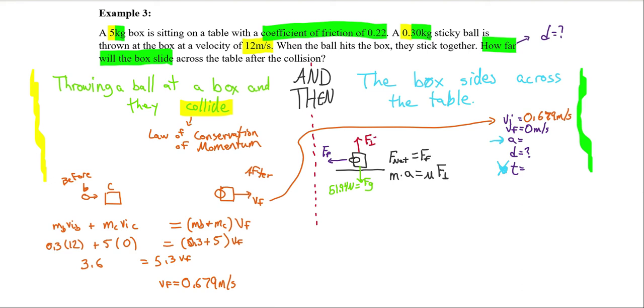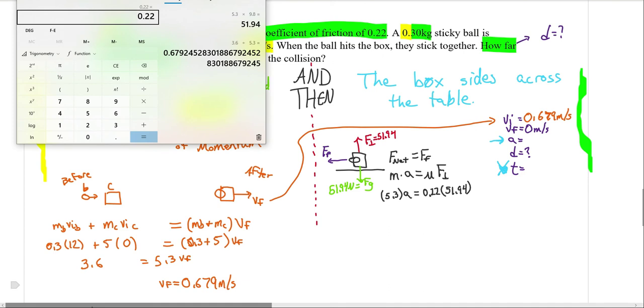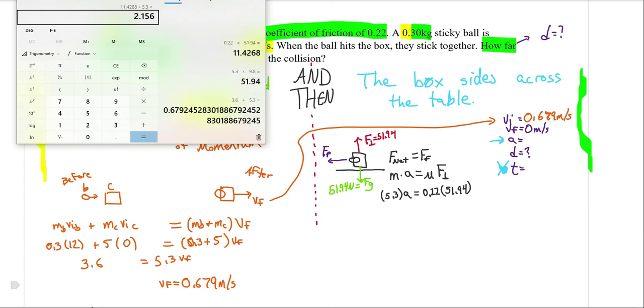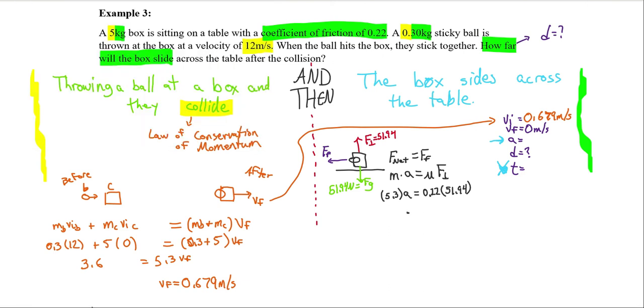51.94 newtons, which means our normal force is 51.94 newtons. The mass of this object, 5.3, multiplied by our acceleration is equal to our coefficient of friction, 0.22, multiplied by our normal force, 51.94. Now let's do this calculator work. And we see the acceleration is 2.156 meters per second squared.